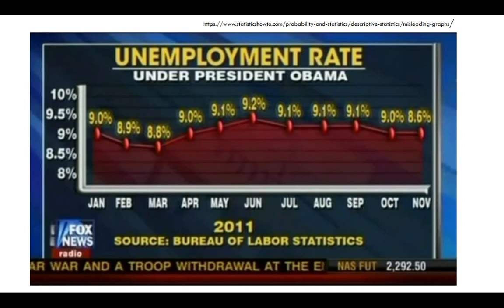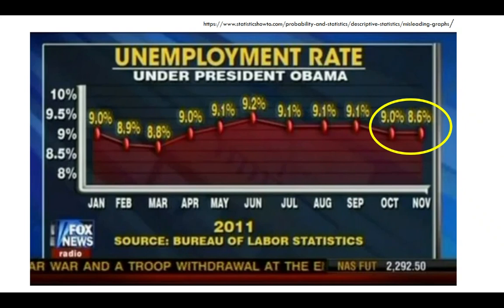Now here's an interesting example. We're looking at unemployment rates under President Obama. They pulled their data from the Bureau of Labor Statistics, but this graph wasn't created by the Bureau of Labor Statistics, most likely. And what do we notice here? All right, everything looks fine until we get to this point right here. And I don't know if the intent here was to be deceptive or somebody just messed up, but clearly 9% falling to 8.6% unemployment should not be a horizontal line, right?